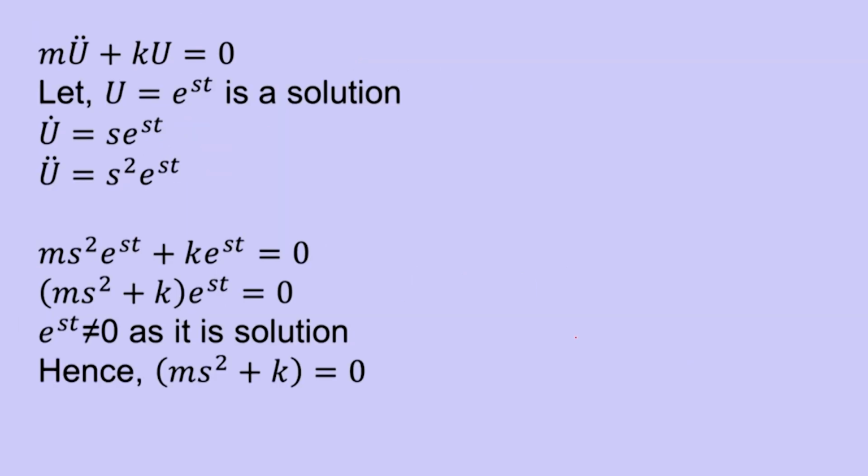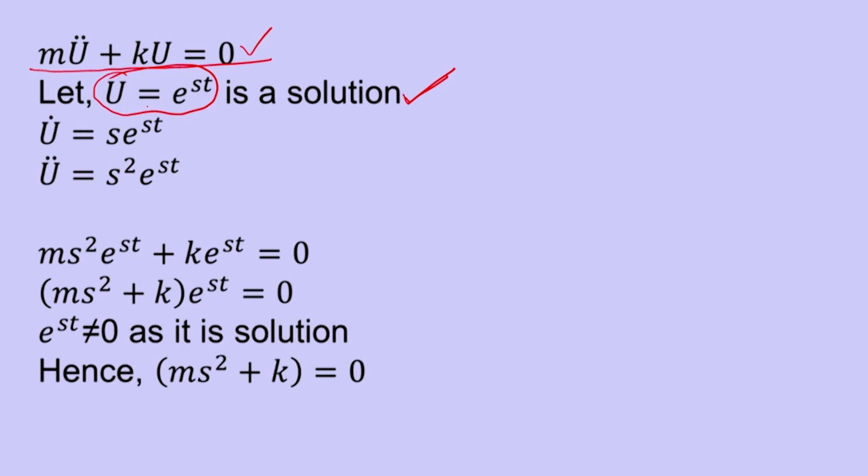So how to form a solution. This is m u double dot plus k u is equal to 0, the basic equation of motion. We are interested in the solution, which is u. We are assuming that u is equal to e to the power of st is a possible solution. This is the usual solution taken for simple harmonic motion problems.